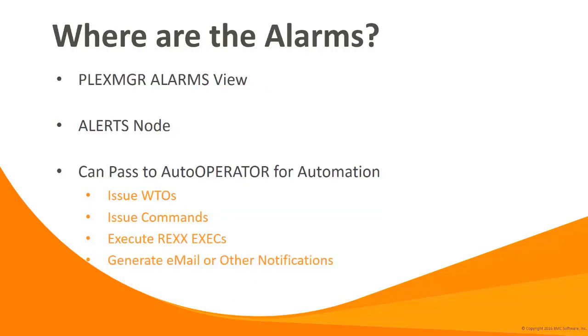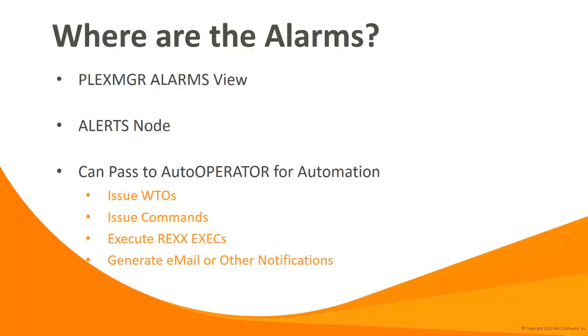So where do the alarms go once they're triggered? Well, they go to the Plex Manager Alarms view, which is an internal display of all the alarms, regardless of what products are generating them. They all come to the alarms view. There's an alerts note that provides a consolidation of your MainView alarms and some of the background monitors, so you have a consolidated display of your exceptions.